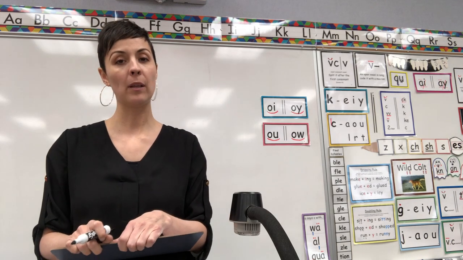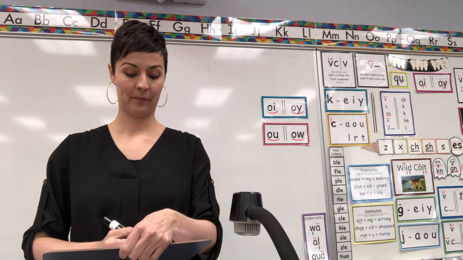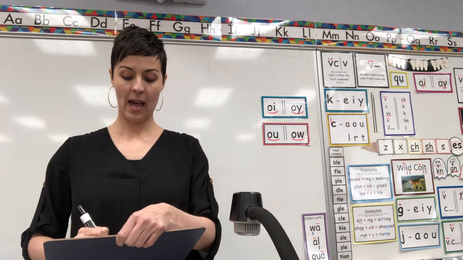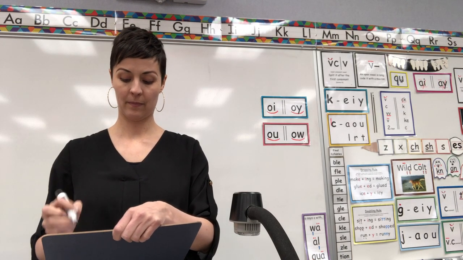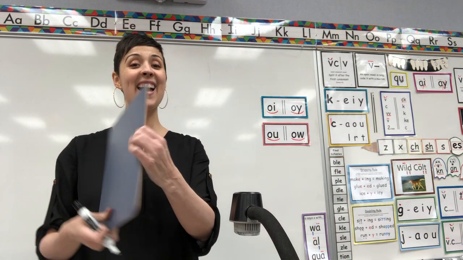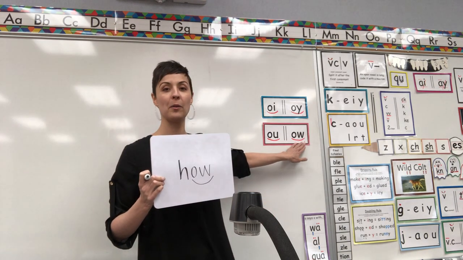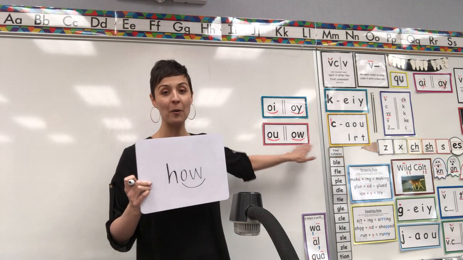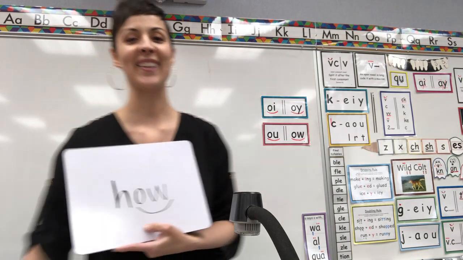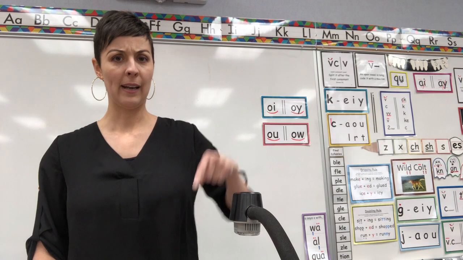Next word, spell for me the word how. What word? How. Okay, can we check it? How should be H-O-W. We use O-W at the end of how to say ow. Erase, erase.